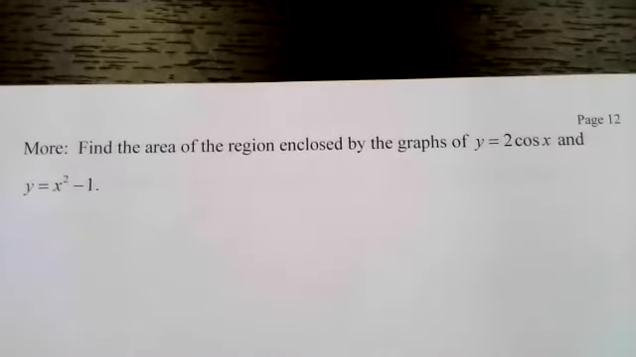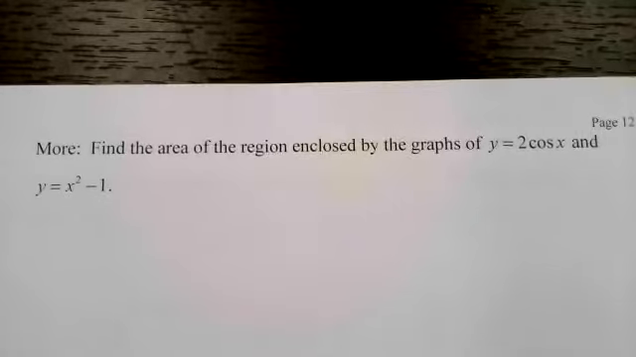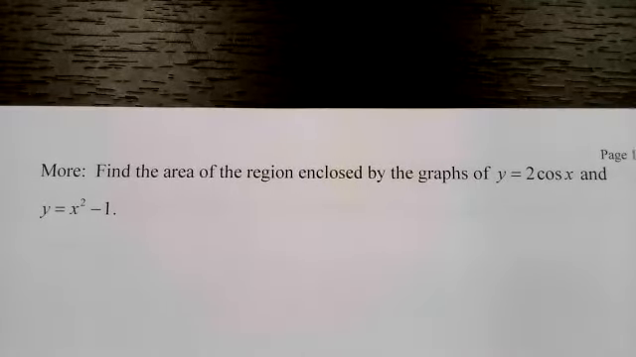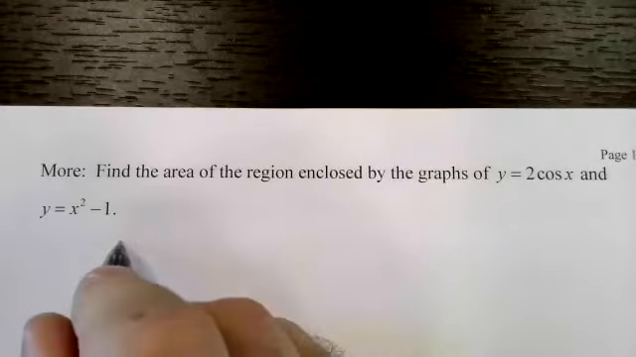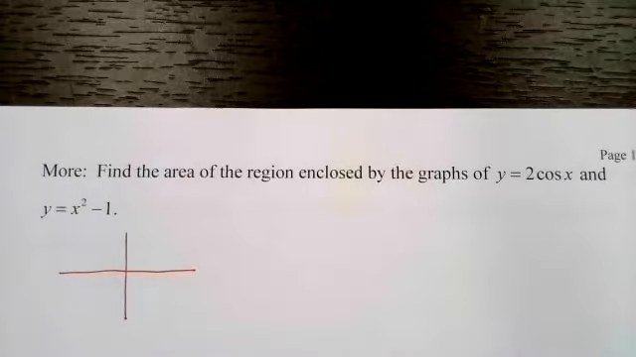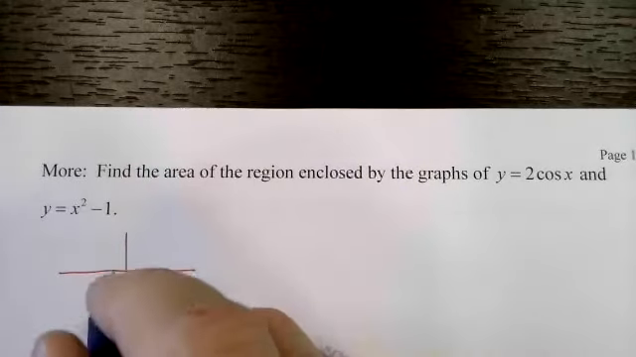So keep going. Find the area of the region enclosed by the curves y equals 2 cosine of x and y equals x squared minus 1. Now, one of the problems people have with this, something you'd see on an AP test, is that they start to think, well, we're in the first quadrant. Who said we're in the first quadrant? There's no direction saying we're just in the first quadrant.